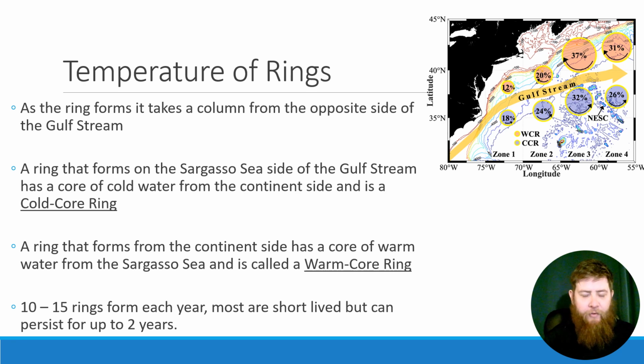Now, most of the time in one of these systems, 10 to 15 rings form each year, and most of them are very short-lived, a couple of weeks, but some of them can be persistent and last for up to 2 years.